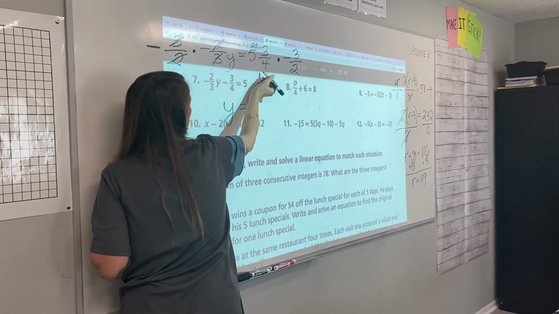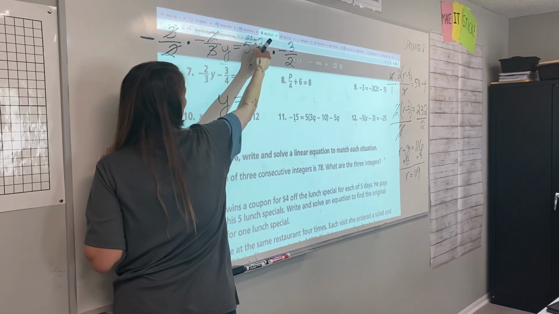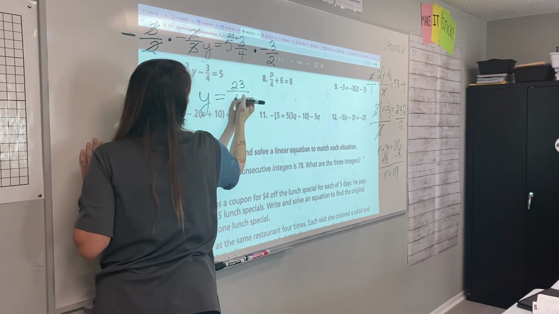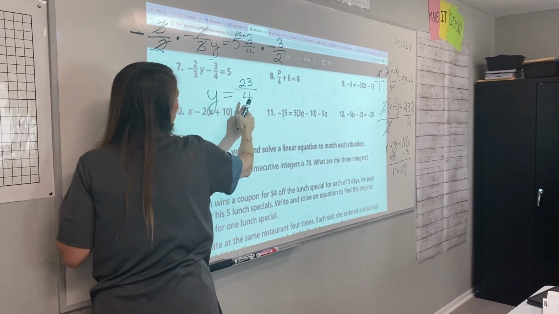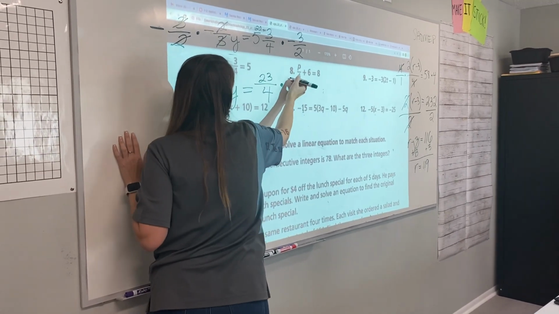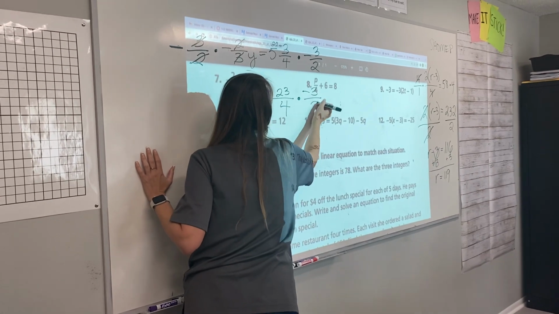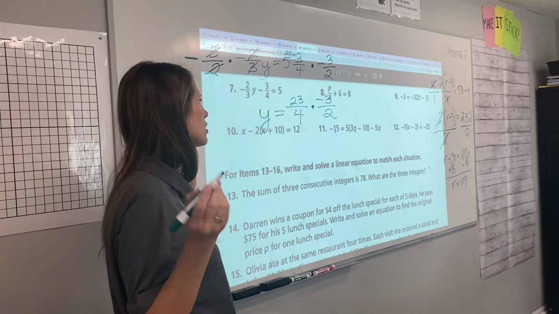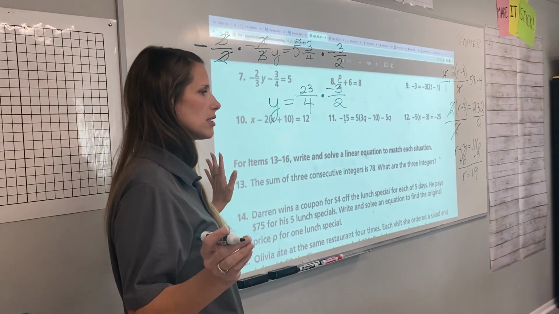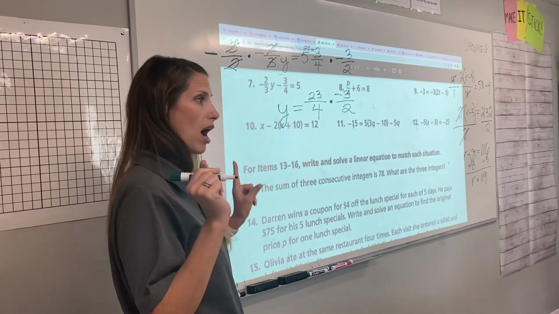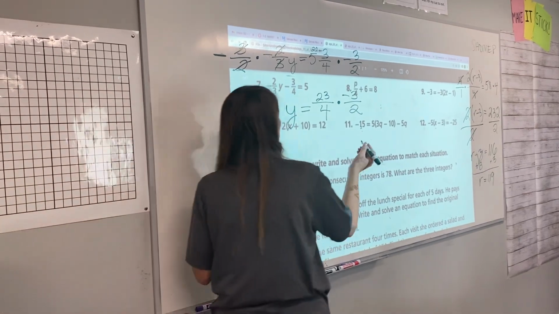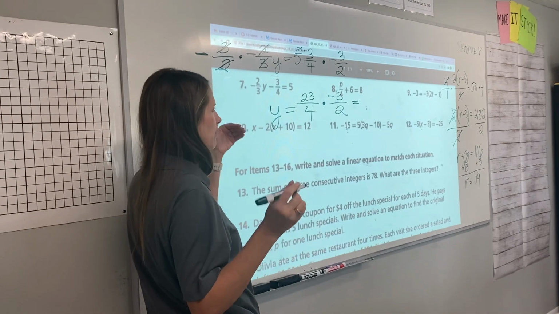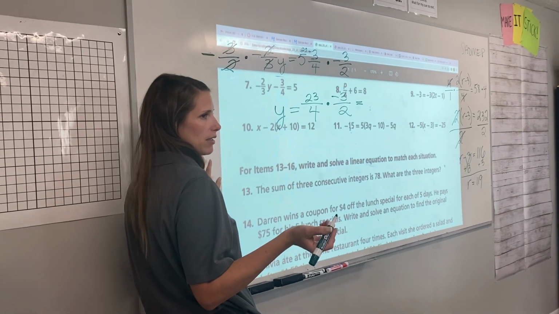Then what do we do with this? Add it. 23 over 4, keep the same denominator, and then we still have to multiply it times negative 3 over 2. And now we're just using our rules for multiplying fractions and multiplying positives and negatives. Let's take care of the positives and negatives first. We're multiplying a positive and a negative number. What's our answer going to be?